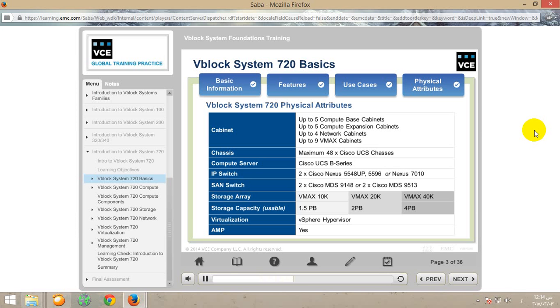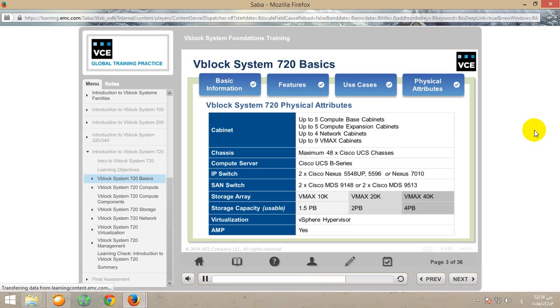However, realize that this is significantly less space than non-vBlock systems with similar capacity. These systems can contain as many as 48 Cisco UCS chassis filled with Cisco UCS B-Series blade servers, which provide substantially greater compute capacity. Like other vBlock systems, there are 2 IP switches and 2 SAN switches, but the vBlock System 720 offers several alternative switches that can provide greater network capacity.